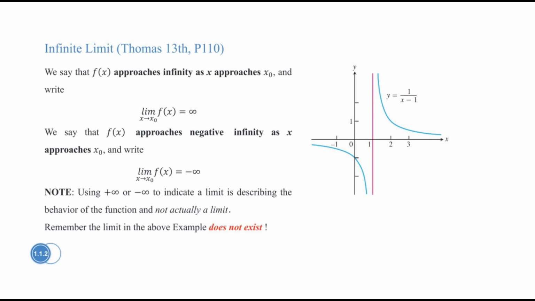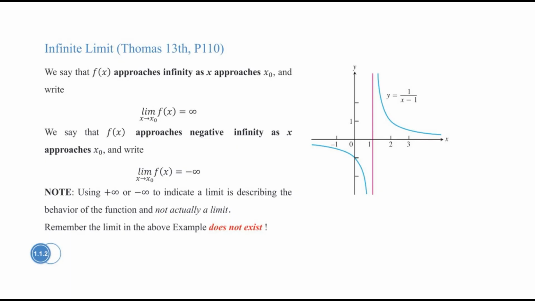Instead of x going to infinity, we will look at what happens when the function value itself goes to infinity. An infinite limit happens when x approaches a specific number, but the function values grow without bound. For example, in the graph y equal to 1 over x minus 1, as x gets close to 1, the graph shoots upward or downward near the vertical asymptote. So we may write the function approaches positive infinity or negative infinity. But infinity is not a real number, so this is describing the behavior of the function. It means the ordinary limit does not exist as a finite number.